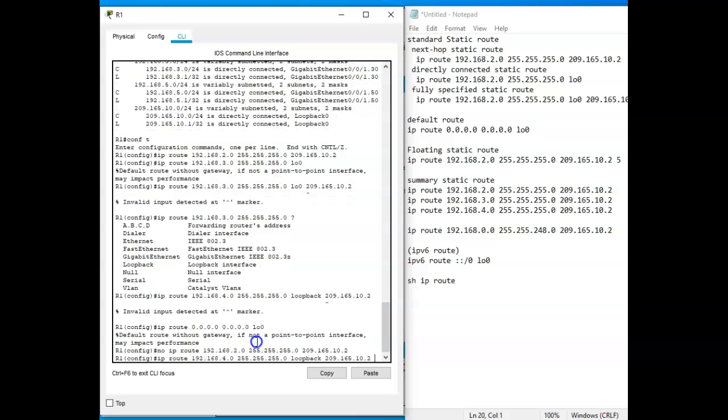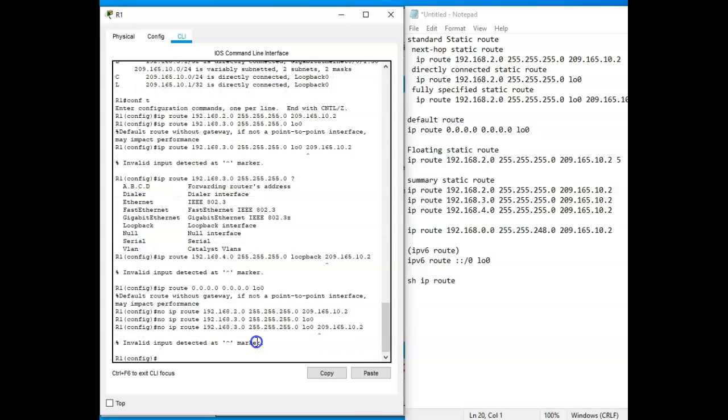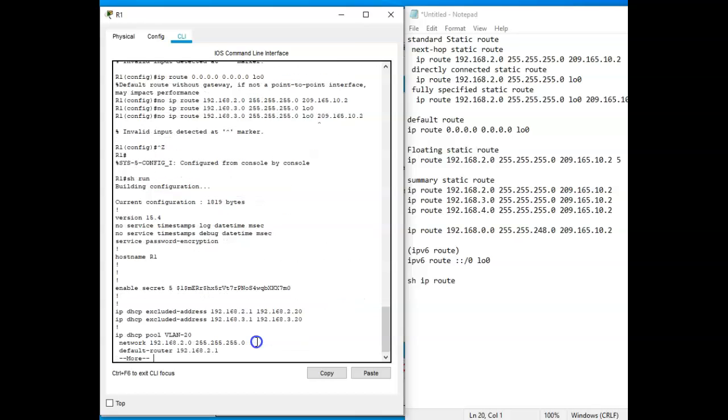So let's go up and make sure I have them all out. There we go. And then we want the fully specified one that I didn't like anyway, but whatever. We're going to try and just say no just for fun. Okay, so we didn't have it in there, and we're leaving the default route. For the floating static, I didn't hit enter or do anything else, so let's Control Z and do show run. See what we got left.